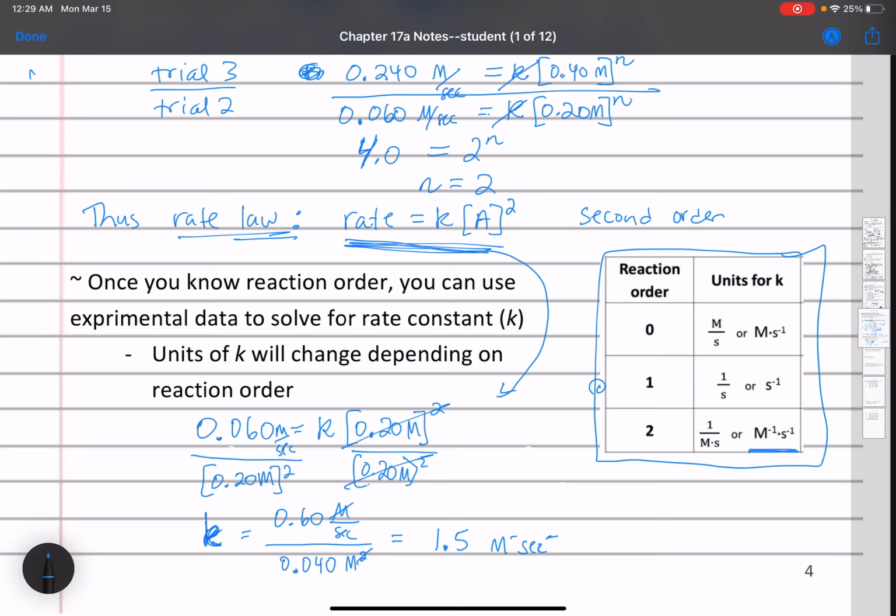So sometimes a question might ask you, the rate constant for this reaction is 45 inverse seconds. Is the reaction first order, second order, or zero order? And you can deduce it by doing a little bit of math or just by referencing this table.